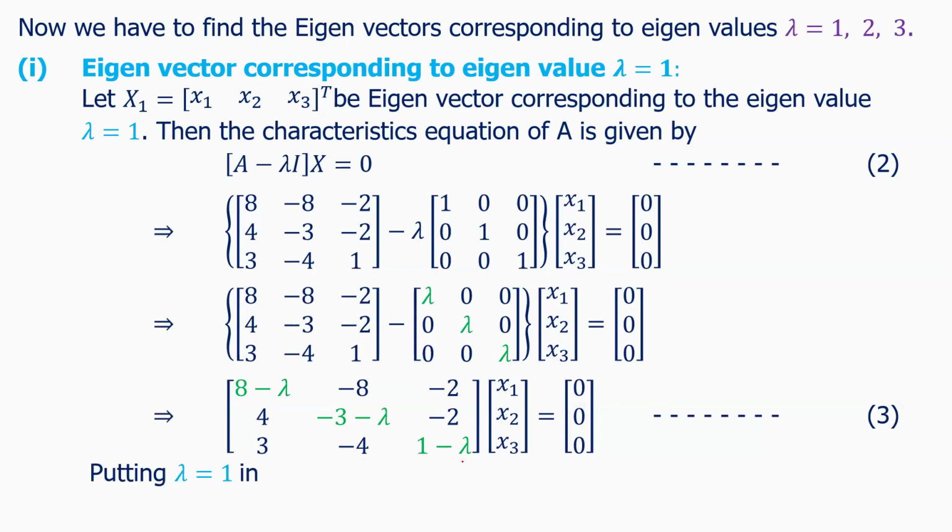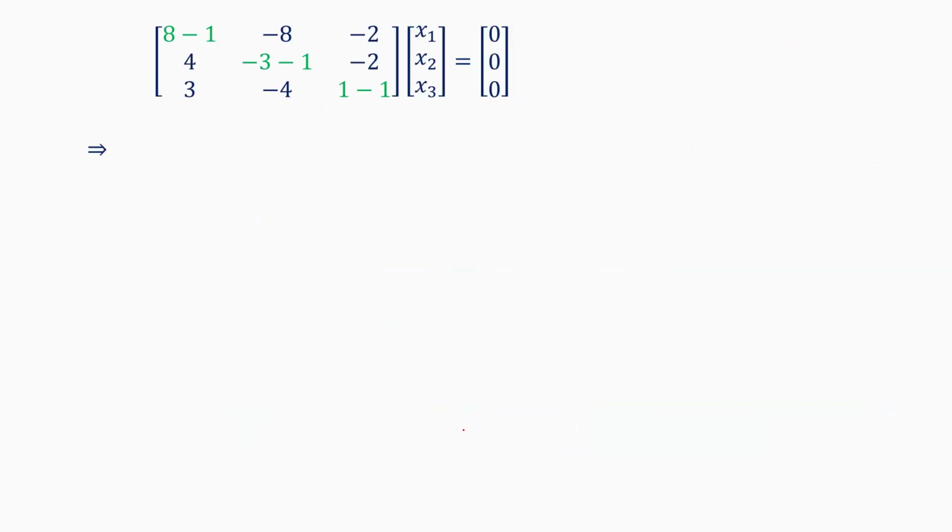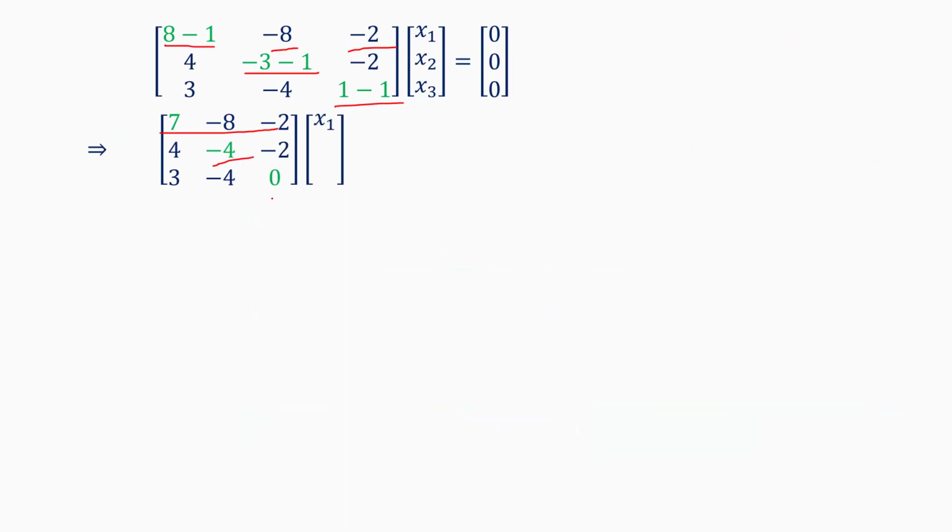Putting lambda equal to 1 in equation number 3. If you put lambda equal to 1 here, what will happen? Let us take it in the next step. 8 minus 1 is 7, minus 8, minus 2. Then minus 3 minus 1 is minus 4, and 1 minus 1 is 0. The rest will be the same.